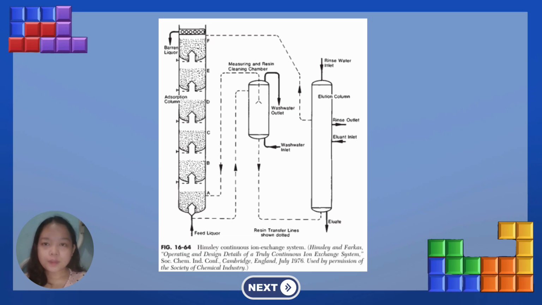Ang eluate nga pala is ito yung concentrated waste stream after elution, and then the rinse outlet, water used to rinse the resin before it is reused.